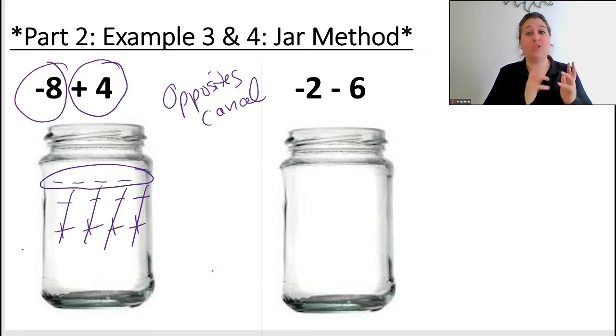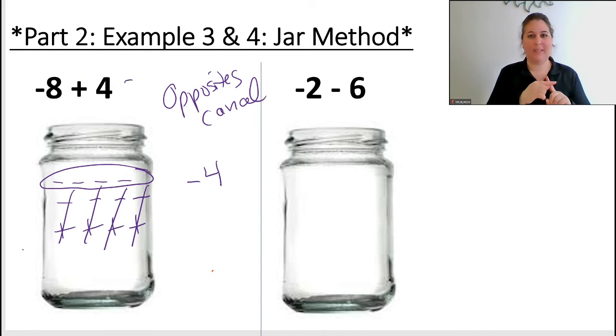So what am I left with? I'm left with 4 negatives. So -8 plus 4 equals -4. Okay, -4. Okay, well, what about example 4?